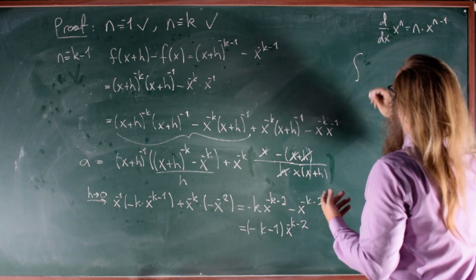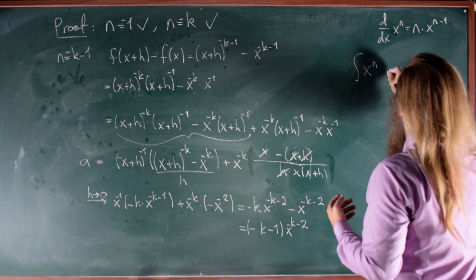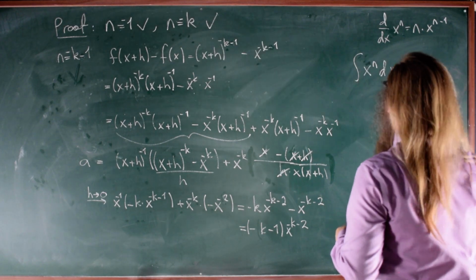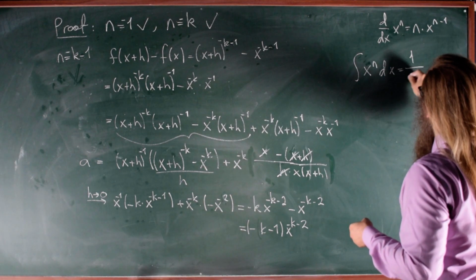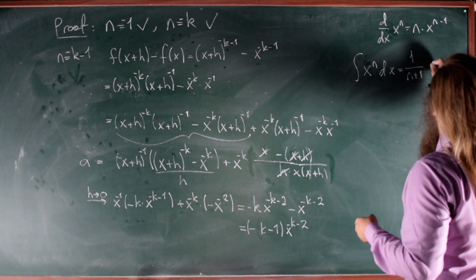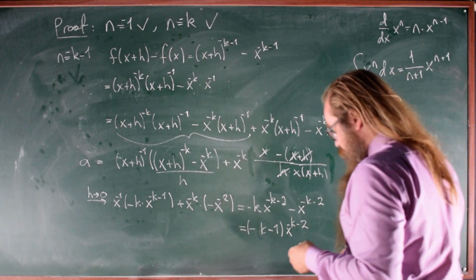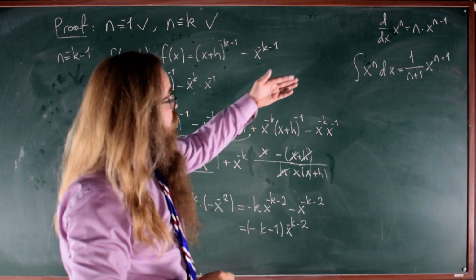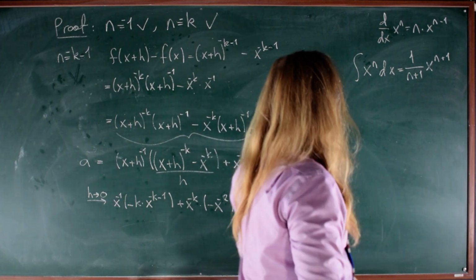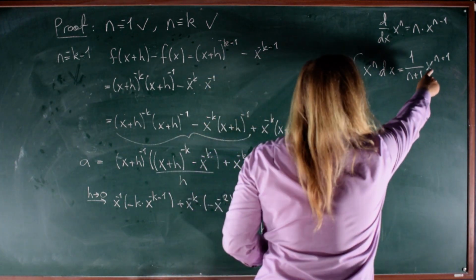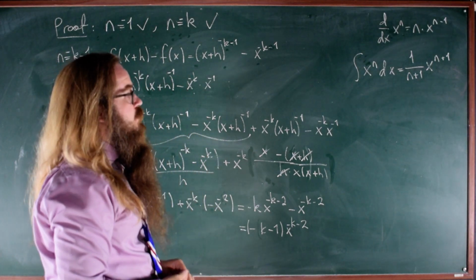So the canonical antiderivative of x to the n is then going to be 1 over n plus 1 times x to the power n plus 1. Well, why is this true? Well, if we take the derivative of the right hand side here, this thing drops down and then it cancels with the denominator there, and we end up with x to the n.